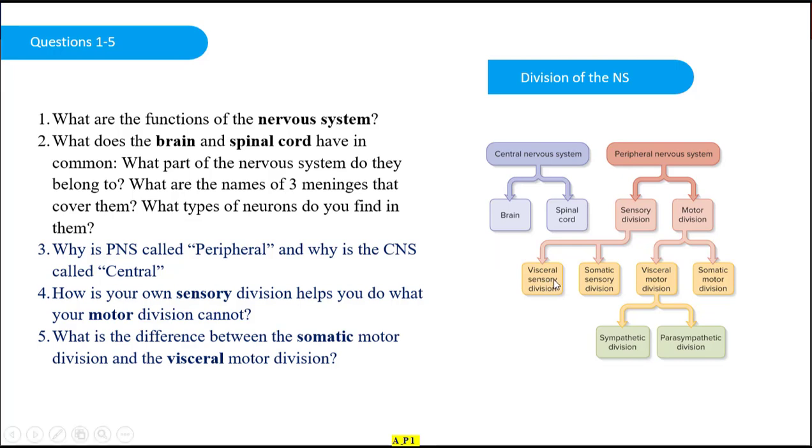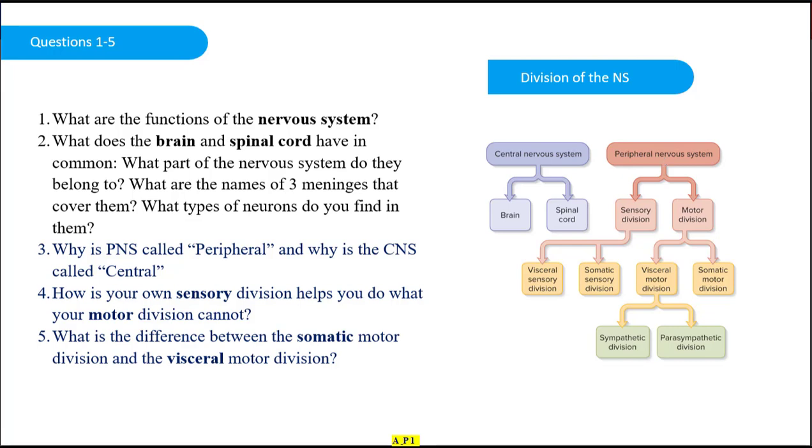If it comes from your internal organs, we call that visceral sensory division of the nervous system. But if the information comes from your muscles, your joints, or your skin, we call that somatic sensory. Now, soma means your body, coming from your body. Let's say you receive information from the visceral or somatic, it goes to your brain, so to the central nervous system. And the central nervous system has to make a decision.